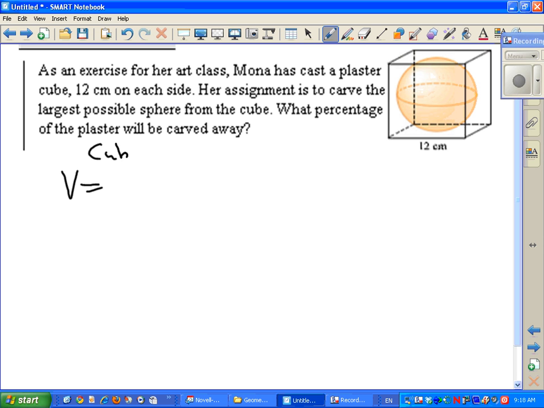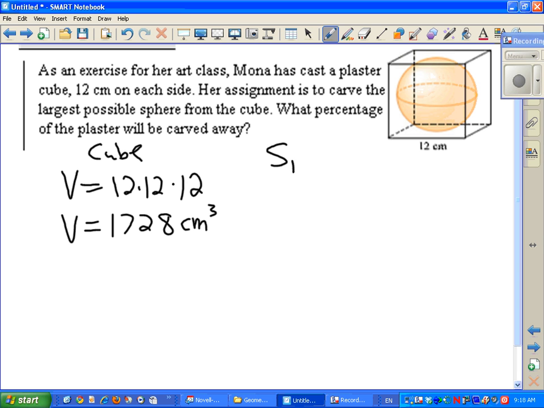the volume of the cube would be area of the base, so 12 times 12 times the height, which is 12. So if I get out my calculator, I'm actually punching in 12 to the power 3, and I get a volume of 1,728 cubic centimeters.